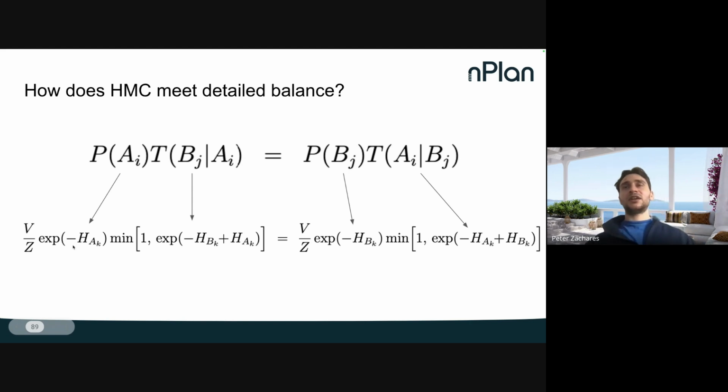If you try out the two conditions, when the left side is 1 versus when the right side is 1, they're always equal. These equations are always equal to each other, which means the way that everything is formulated, you meet the detailed balance condition. And so that's why Hamiltonian Monte Carlo can work.